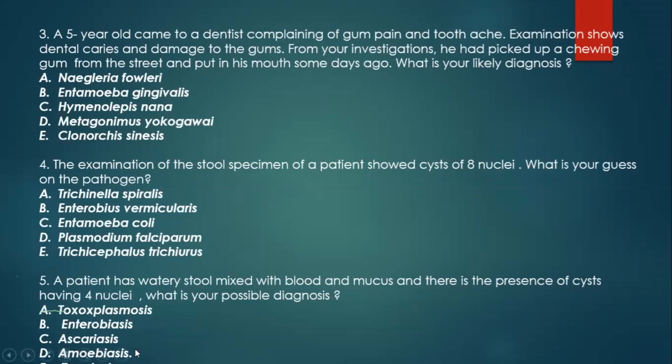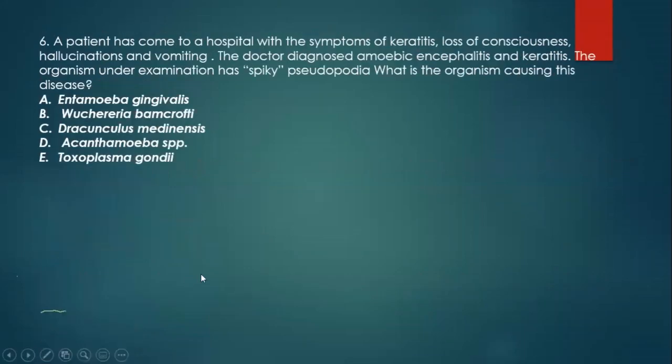All right, so let's move on to the next one. Finally, my sixth quiz question for now. We have one minute to answer that. A patient has come to a hospital with the symptoms of keratitis. Check it out: keratitis, loss of consciousness, hallucinations, and vomiting. The doctor diagnosed amoebic encephalitis and keratitis at the same time. The organism under examination has spiky pseudopodia. Note, spiky pseudopodia. What is the organism causing this disease?